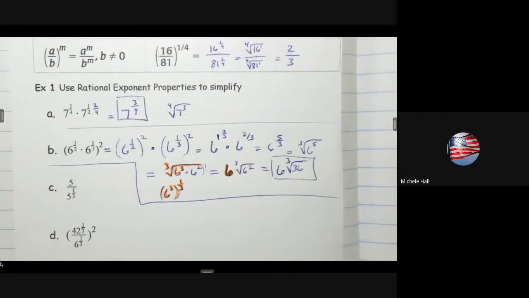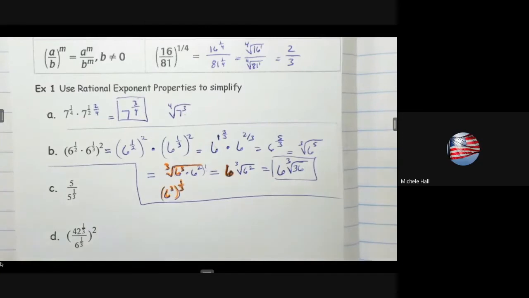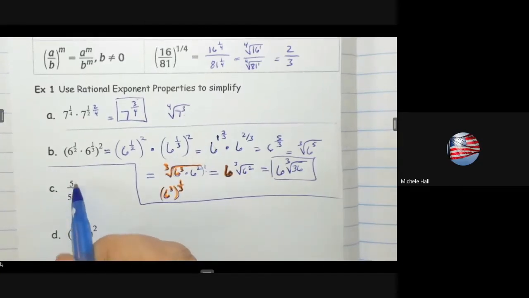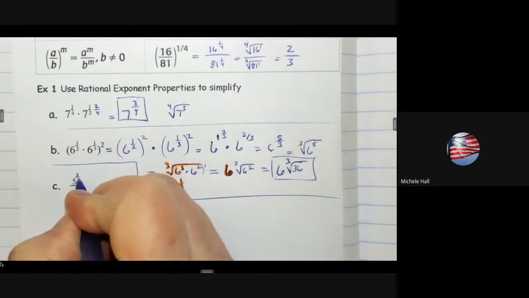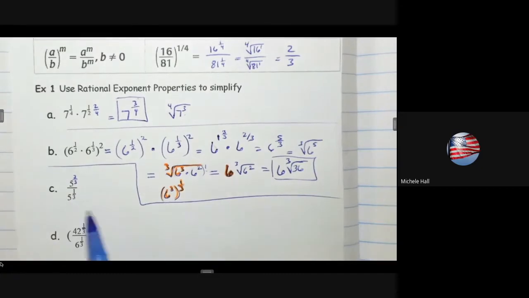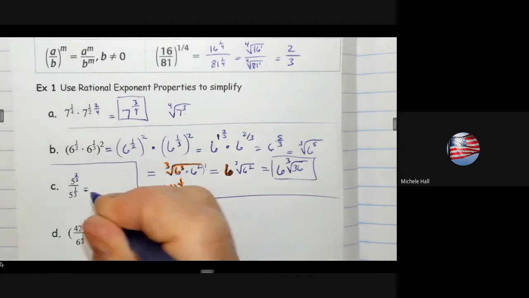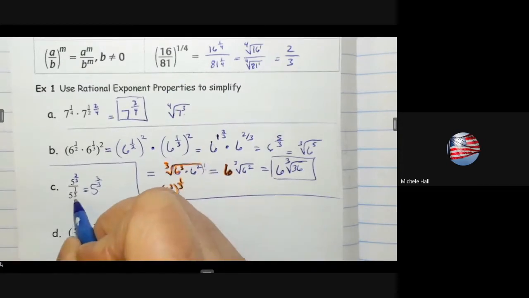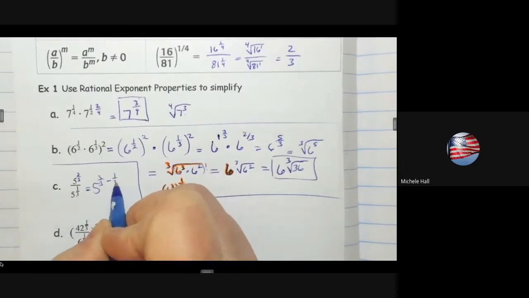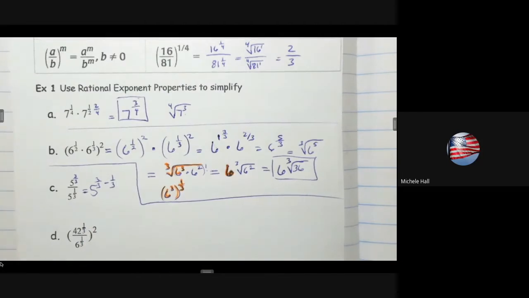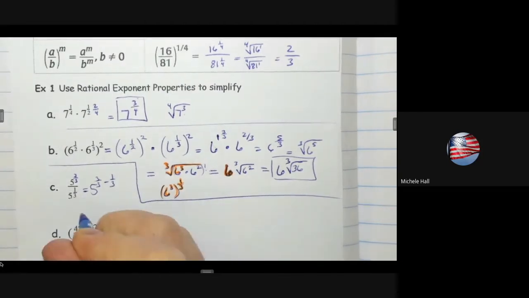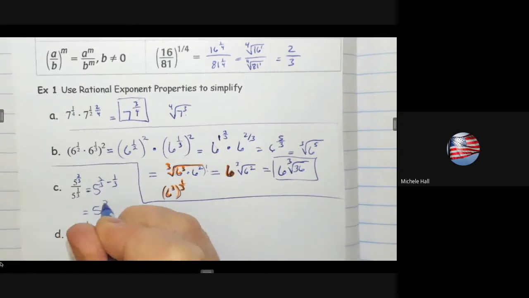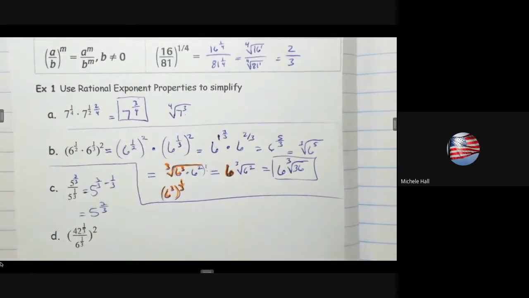Five divided by 5 to the 1/3. Well, we have an exponent here of 1, but I want it to have a common denominator with 1/3. So I'm going to say 5 to the 3/3. 5 to the 3/3 divided by 5 to the 1/3 equals 5 to the 3/3. I'm going to change the sign on this exponent, which is going to be negative 1/3. 3/3 minus 1/3 is 2/3. 5 to the 2/3. It's a proper fraction.